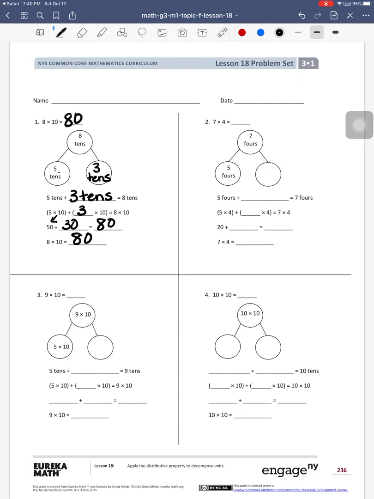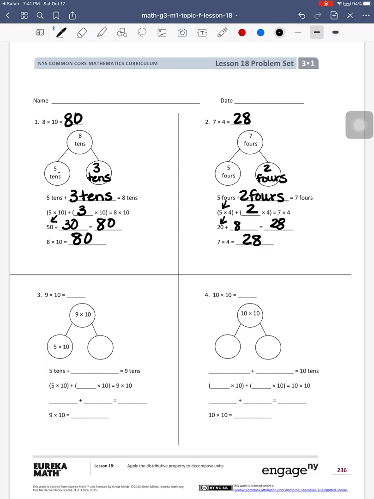Now we have 7 fours. If we take 7 minus 5, what do we have? Right, 2. So this would be 2 fours. 5 fours plus 2 fours equals 7 fours. 5 times 4, that's the 5 fours, plus 2 times 4 from our 2 fours equals 7 times 4. And 5 times 4 equals 20, so that's why we see that here. And 2 times 4 equals, what does 2 times 4 equal? Right, 8. So 20 plus 8 equals 28. So 7 times 4 equals 28. So we'll write that there and up on top.